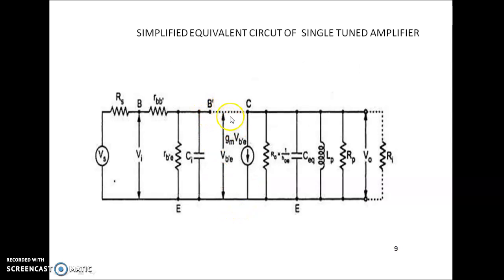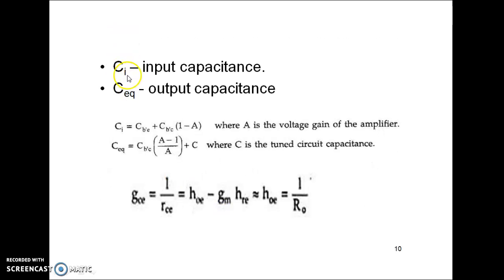Now you can see that CB'C has been replaced as per Miller's theorem, and it has been combined with the capacitor C, because capacitors in parallel get added up. So it has been replaced as C equivalent, and here as Ci. Now we will see what these are. Ci is the input capacitance, and C equivalent is the output capacitance. Ci is Cb'e plus Cb'c into (1 minus A), as per Miller's theorem, replaced at the input side. And C equivalent is Cb'c into (A minus 1) by A. This is at the output side.